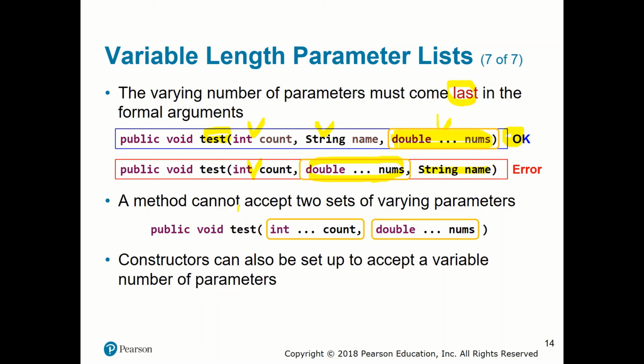And a method cannot accept two sets of varying parameters. You cannot put more than one set of varying parameters like this. You cannot do this. Constructors can also be set up to accept a variable number of parameters.